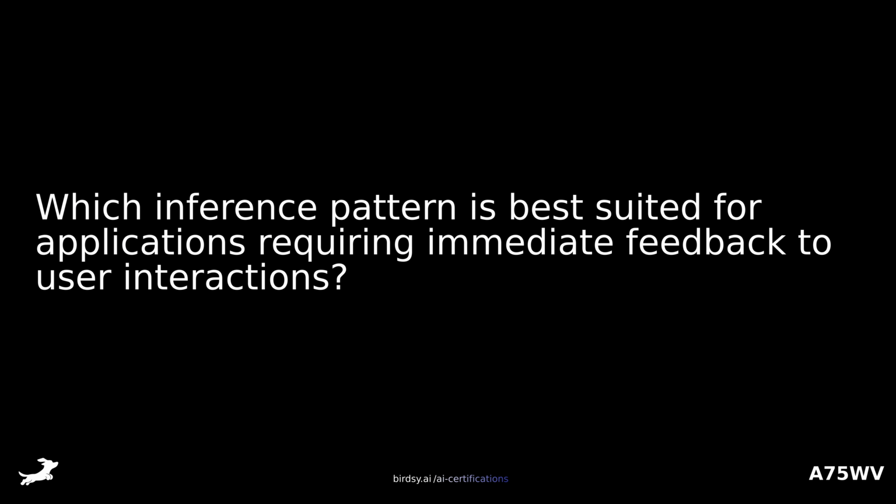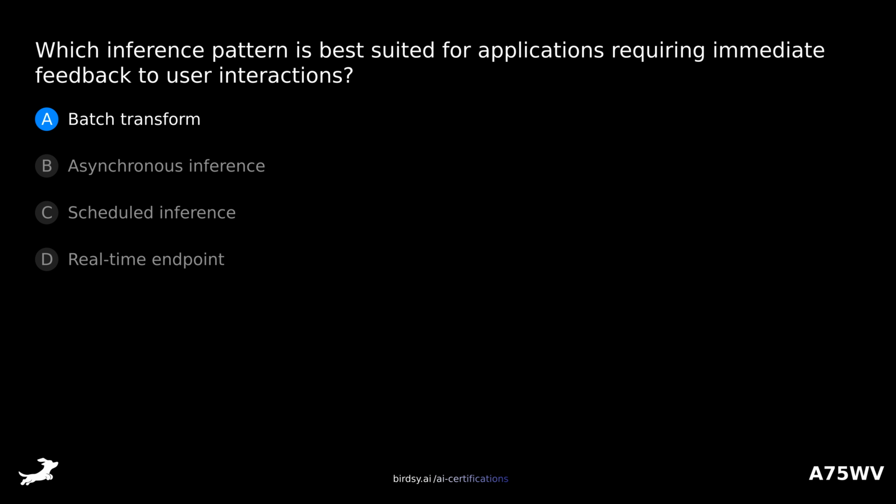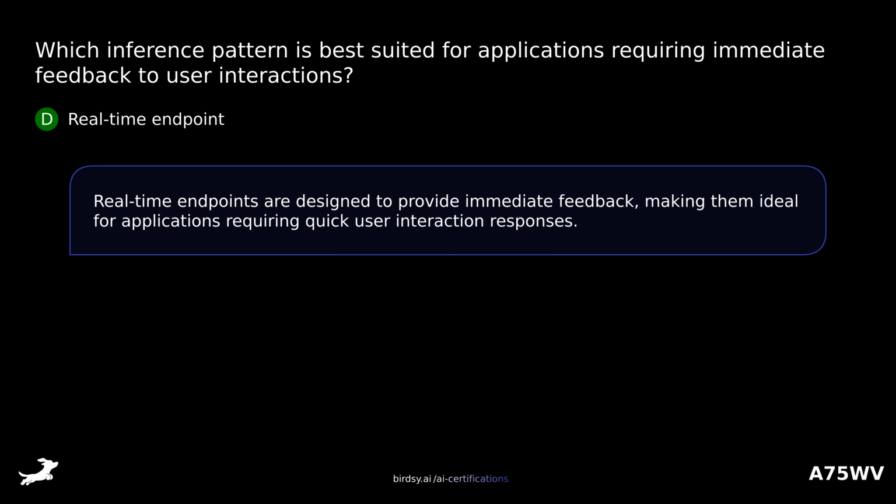Which inference pattern is best suited for applications requiring immediate feedback to user interactions? Is it A, batch transform, B, asynchronous inference, C, scheduled inference, or D, real-time endpoint? The answer is D, real-time endpoint. Real-time endpoints are designed to provide immediate feedback, making them ideal for applications requiring quick user interaction responses.